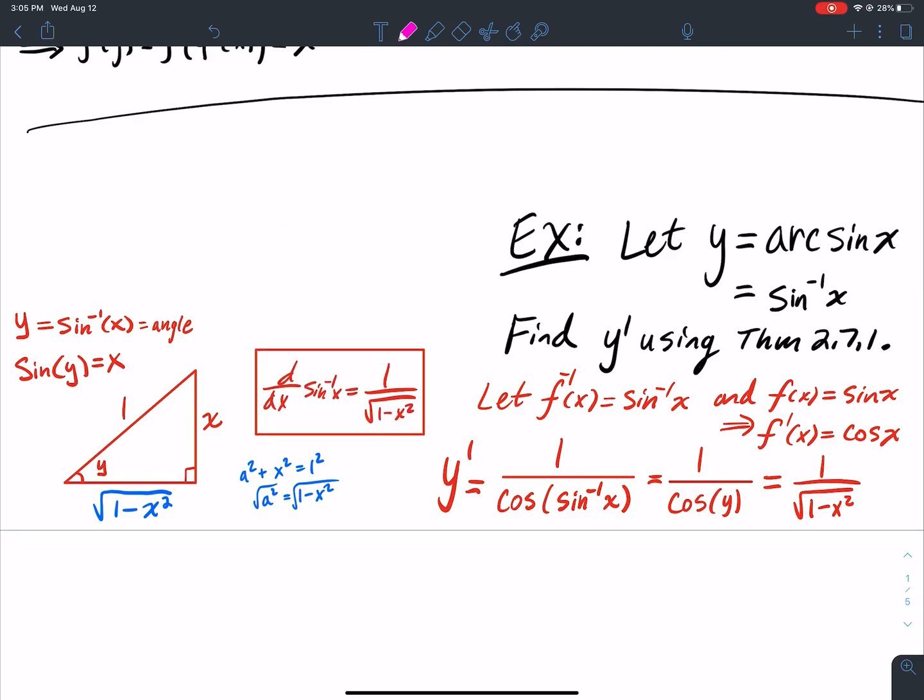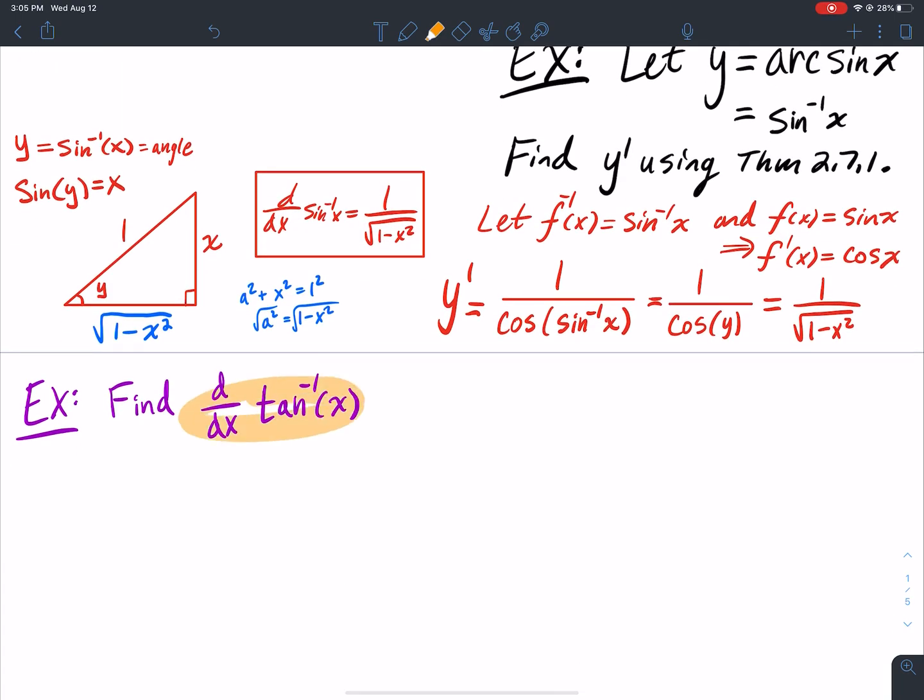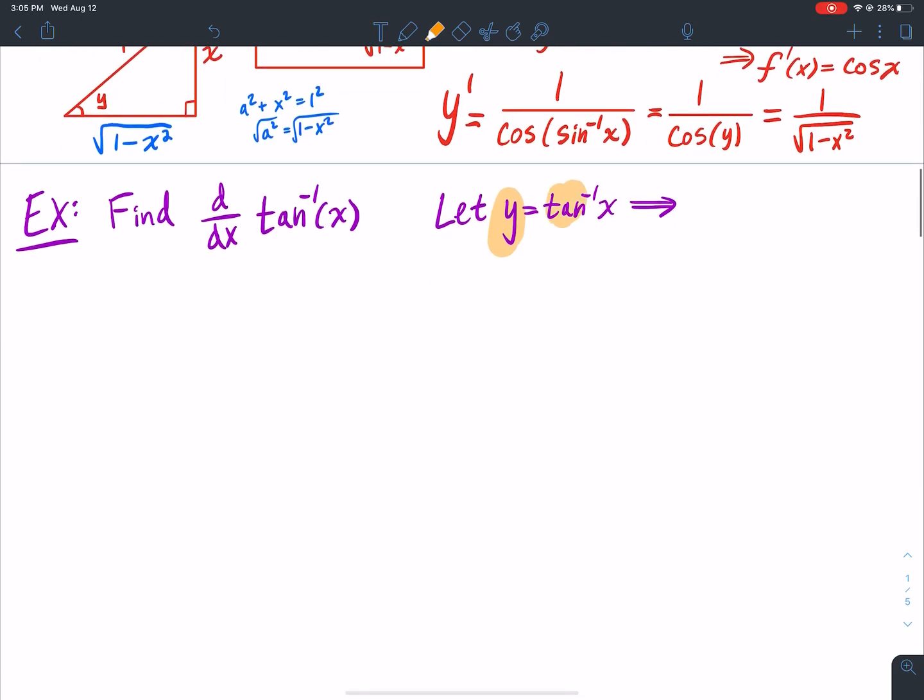All right, so therefore we know that the derivative of sine inverse is 1 over square root of 1 minus x squared, something you need to memorize. Let's find the derivative of tangent inverse. So first I'm going to let y equal the tangent inverse of x, and then I'm going to tangent both sides. The tangents cancel, so I get x equals the tangent of y.